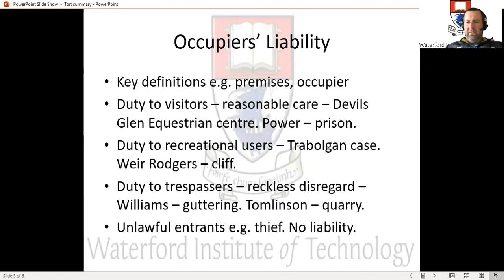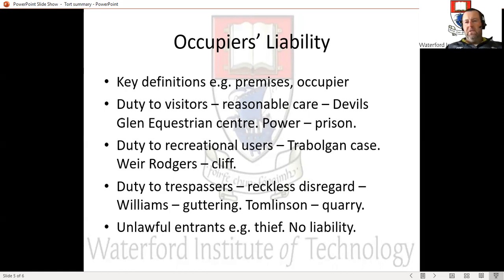The occupier's liability then, it's always worth looking at some of the definitions, like what's a premises, because it covers all sorts of things like boats, airplanes, vehicles, land, buildings, and so on. And who is the occupier? It's not necessarily the owner at a particular point in time. It's the person, if you like, who's in control of the premises. And bear in mind that premises has a lot of possible meanings.